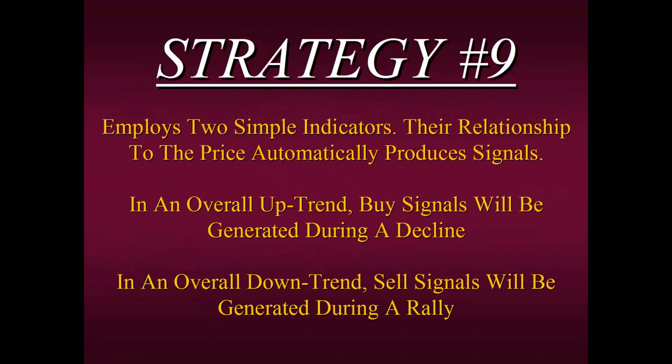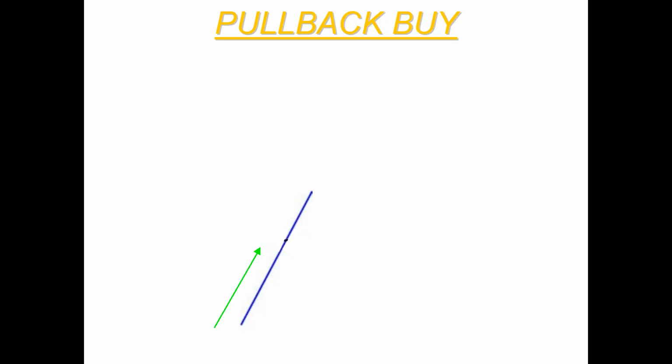Now, in an overall downtrend, sell signals will be generated during a rally. So in an overall downtrend, we're looking for a little bounce or a little rally. See, we're going counter to what most traders trade. They're usually thinking that it's the beginning of a new trend, okay? So let's look at this, a generic example here. All right, this is a pullback buy example.